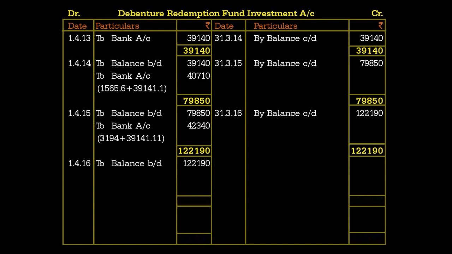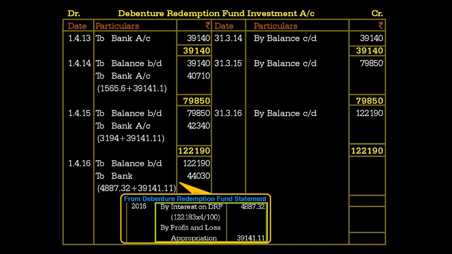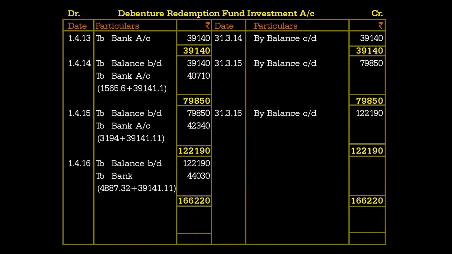Once again installment and interest are deposited to bank account, that is the interest 4,887.32 plus the installment 39,141.11. Together, once again in multiples of 10, we go for the previous 10 there, 44,030. Together the total is 1,66,220. That amount will be carried forward to the fifth year. So on the credit side by balance carried down 1,66,220. Now come to the fifth year. The fifth year is the last year. So to balance brought down 1,66,220. Okay, in the fifth year we have to stop. Now the fifth year closing entries.